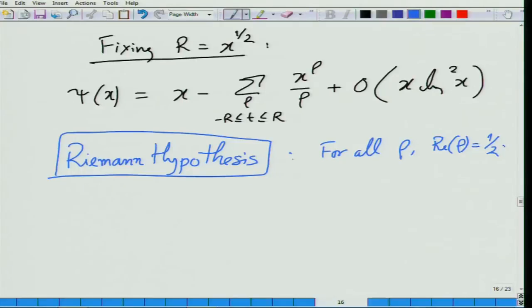for all rhos, real part of rho is half. That's the alternate, equivalent formulation. And the reason was to minimize the error here, because if all the zeros are on that line, the contribution of this sum to the error is minimum. So, what is the contribution? Let us just add everything up.